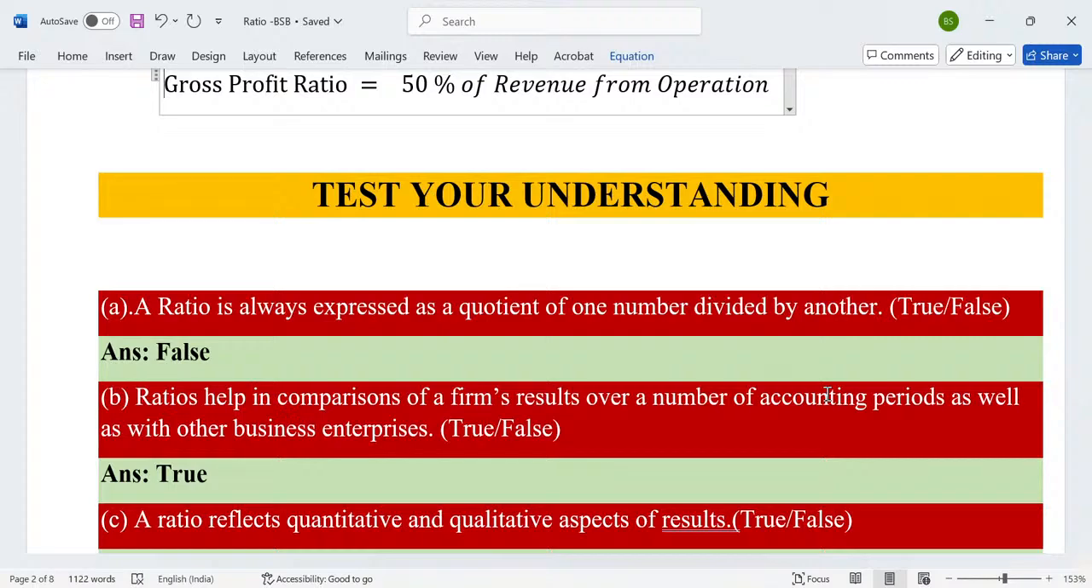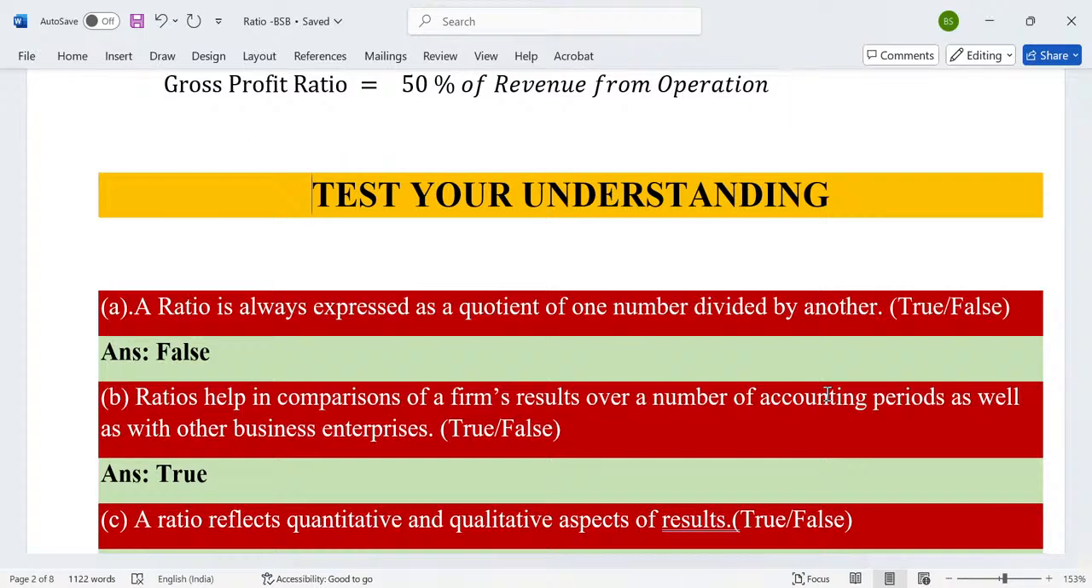Second question, B. Ratio helps in comparison of the firm's result over a number of accounting periods as well as with other business enterprises. True. We can calculate the ratio for one particular period, or for more than one accounting period, or we can compare our ratios with another company's ratios. Suppose our GP ratio is 10%, our competitor's ratio may be 10% or more or less. So that's why answer is true.